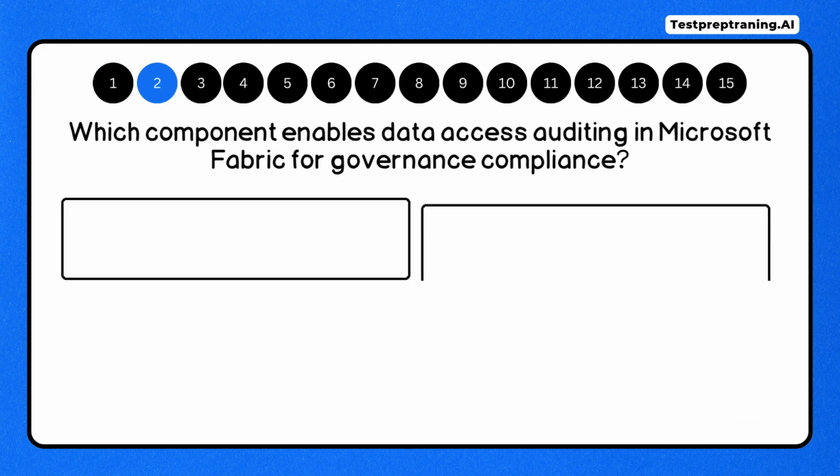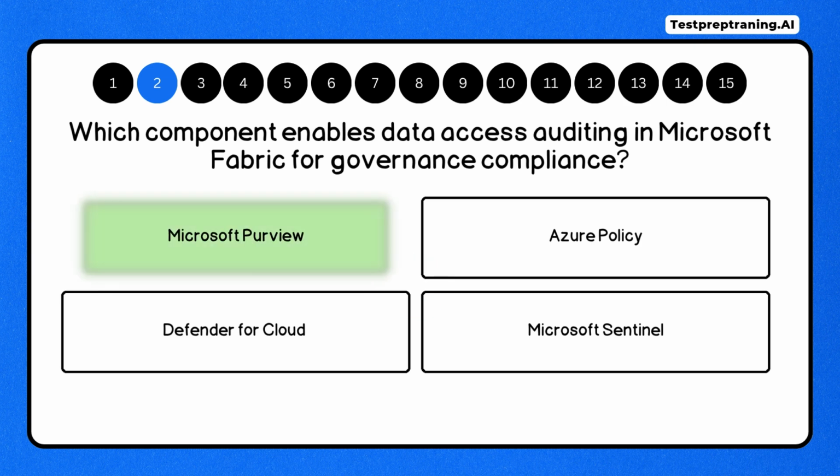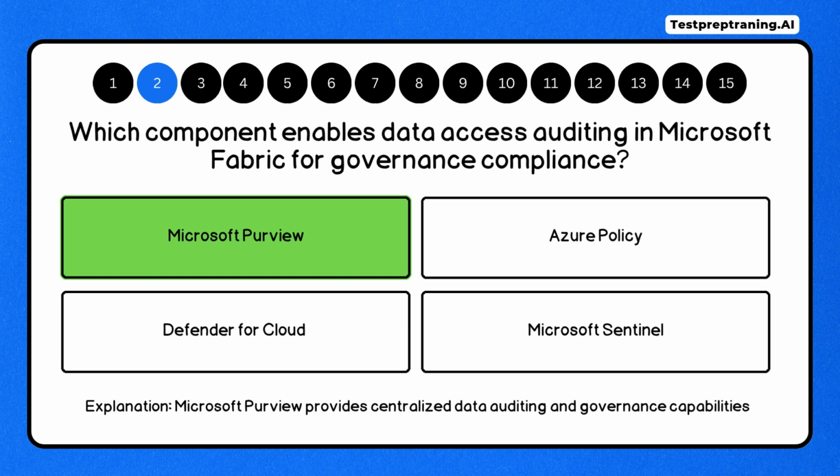environments. Question 2. Which component enables data access auditing in Microsoft Fabric for governance compliance? Correct answer is Microsoft Purview, as Microsoft Purview provides centralized data auditing and governance capabilities.